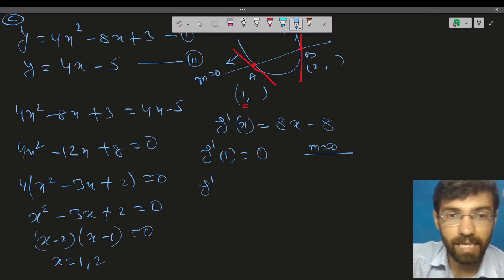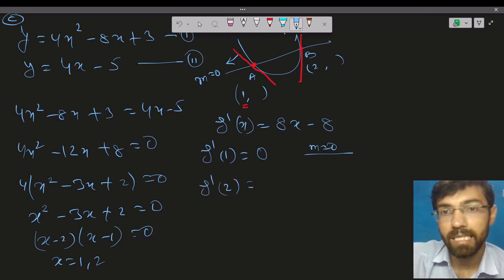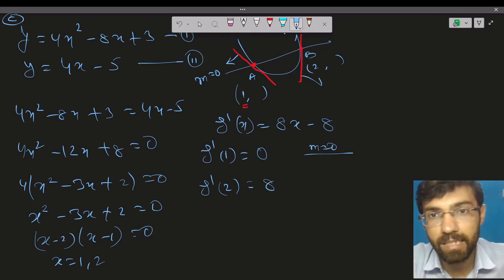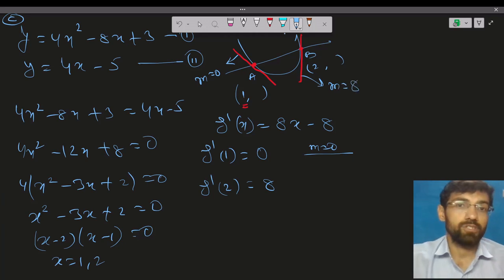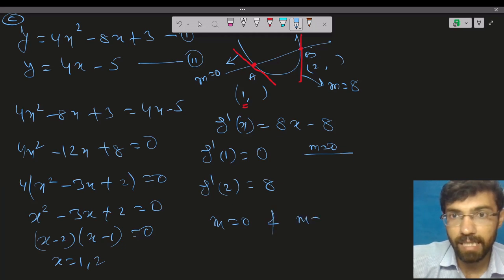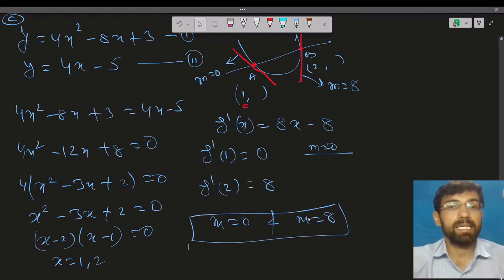Next you will calculate f dash of 2, meaning the gradient at x equals 2. So 16 minus 8, that is 8. Yes, correct. So this gradient is m equals 8. So one gradient I am getting is m equals 0, and the other gradient I am getting is m equals 8. Okay, so this is our solution for part C.